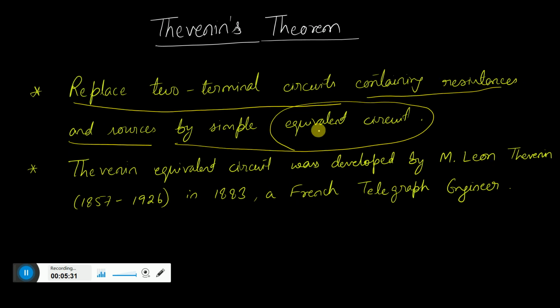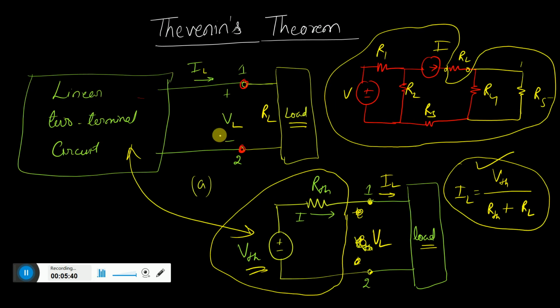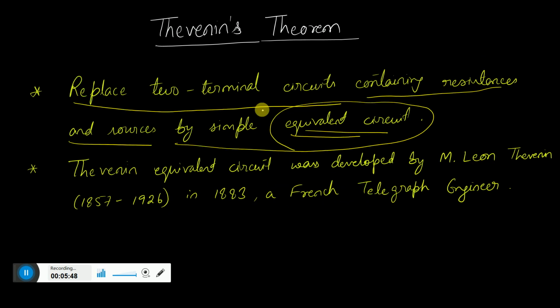So there is an equivalence term that is called the equivalent circuit, the two-terminal network, because the entire thing is between the two terminals. See, terminal 1 and terminal 2. Here also it is converted into 1 and 2. So replace a two-terminal circuit containing resistance and source by a simple equivalent circuit.